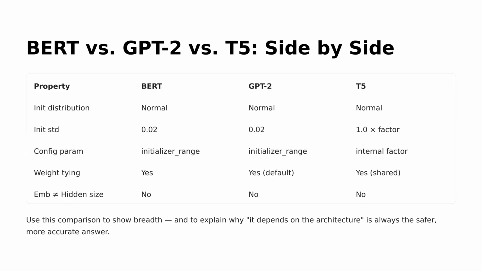Here's the side-by-side picture. BERT, GPT-2, and T5 all use normal initialization and all tie weights in some form, and in these standard setups, embedding size matches hidden size. But the key difference is how initialization scale is controlled. BERT and GPT-2 expose an initializer range, while T5 uses an internal factor. That's exactly why broad claims are risky. Details like this really do depend on the architecture.